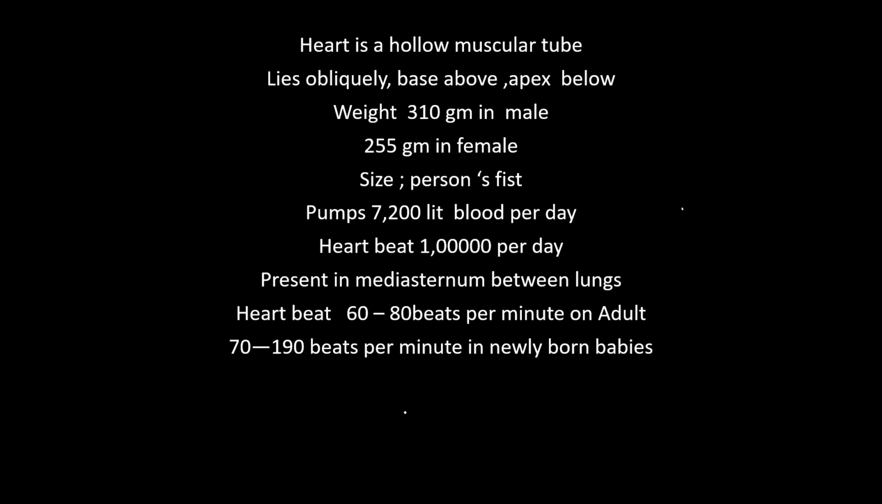After this, heart is just like a muscular tube. It lies obliquely, particularly on the left side, and the upper side is called base. That means if this is a heart, below it will be apex, and upper side it will be base. This is the difference of heart with other organs, and it weighs about 310 gram in male and 255 gram in female. Size is about person's fist.